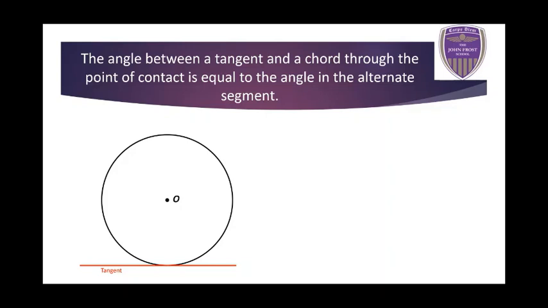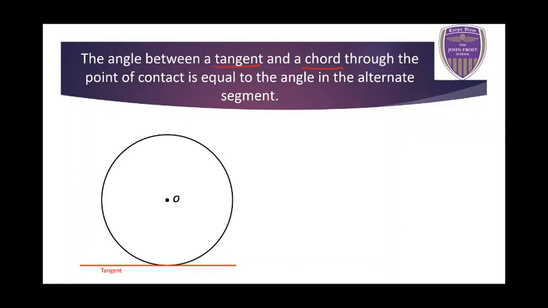The angle between a tangent and a chord through the point of contact is equal to the angle in the alternate segment. Right, now that's a bit of a mouthful. So we're just going to work through this step by step so we can understand the proper definition, and then I'm going to try and give you a slightly simpler definition. So first of all, the angle between a tangent and a chord.